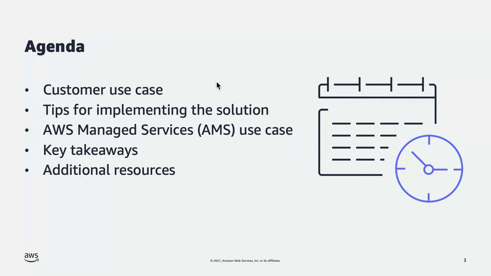You'll see that we're going to go over a customer use case, and also some tips for implementing the solution. Johnny will be going over the AMS use case. We'll go over some key takeaways and some additional resources. And I do want to note that this is a 300 level session, so we expect that whoever is watching this is familiar with AWS Secrets Manager and Amazon KMS keys.